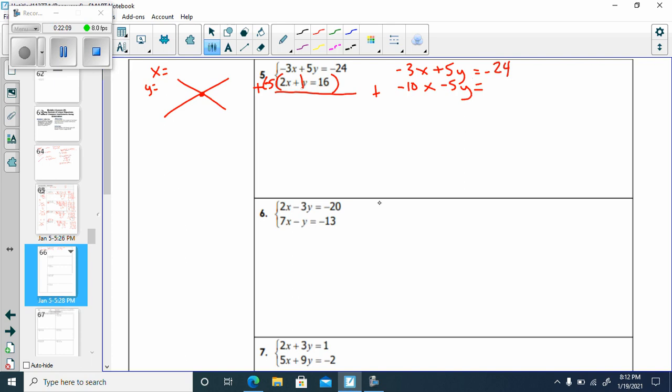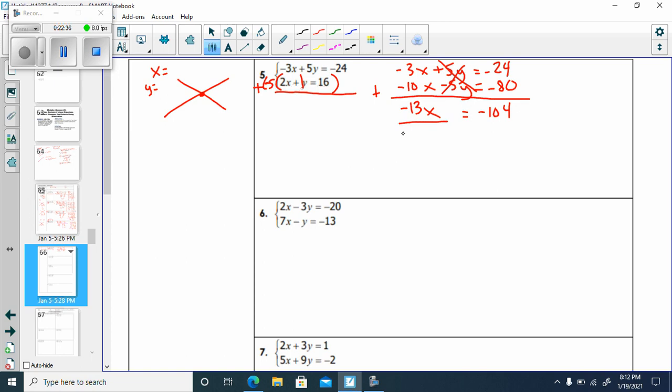If you multiply 16 times negative 5, you're going to get negative 80. Okay? So let's add everything. I have negative 3x plus negative 10x, negative 13x. 5y plus negative 5y, that means we have eliminated the y, because that would be 0, equals, and if you add these, you've got negative 104, right?